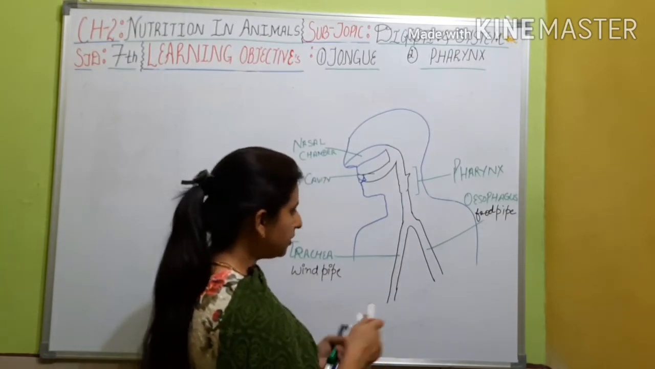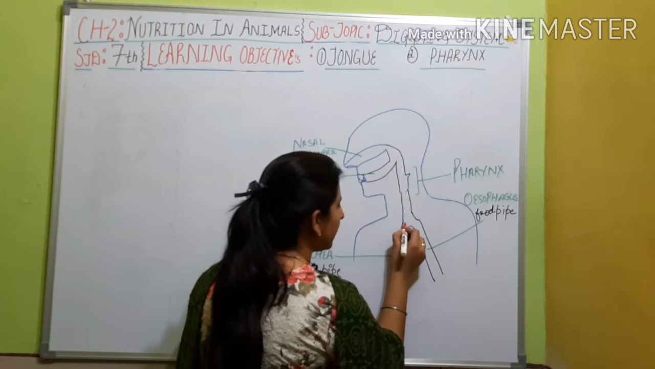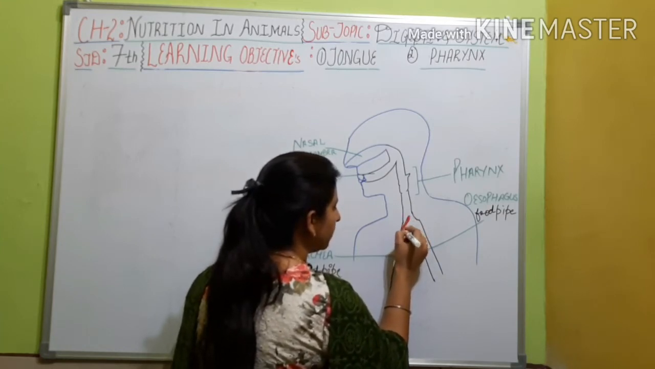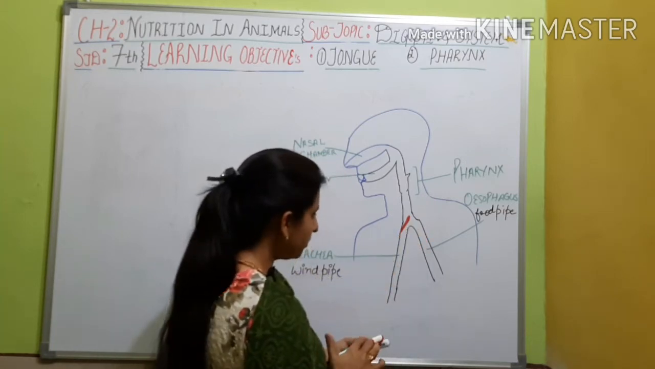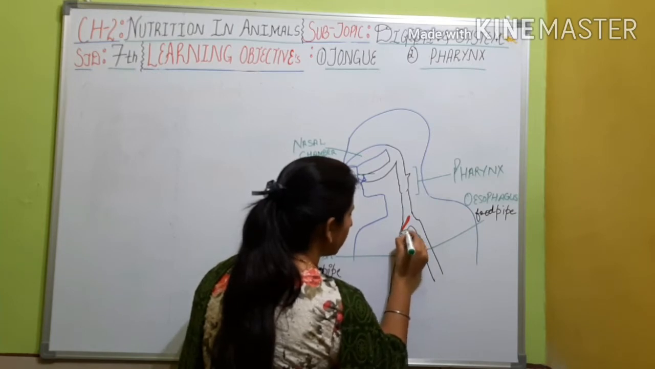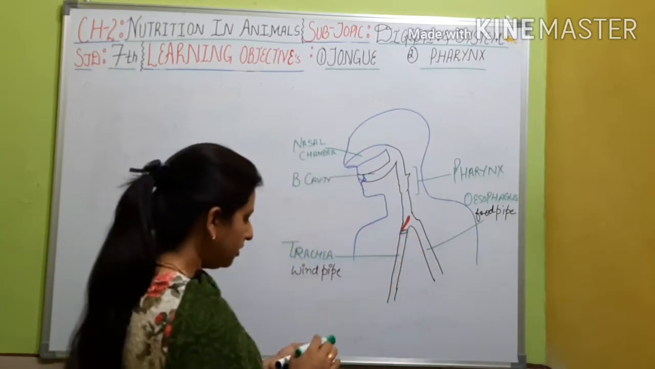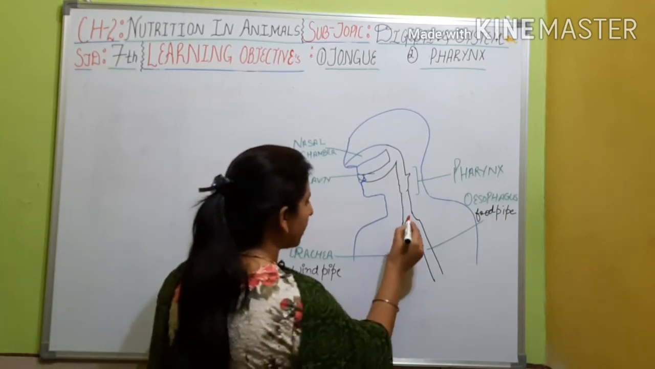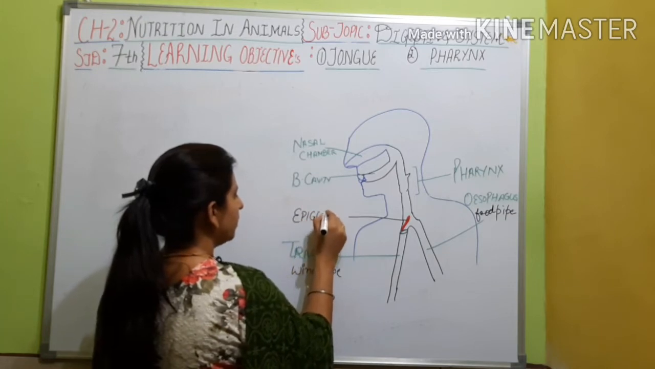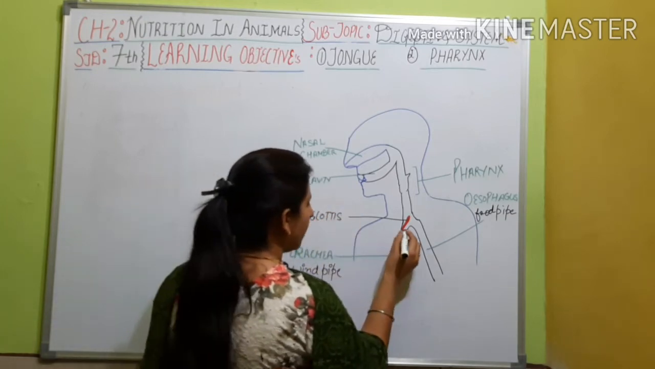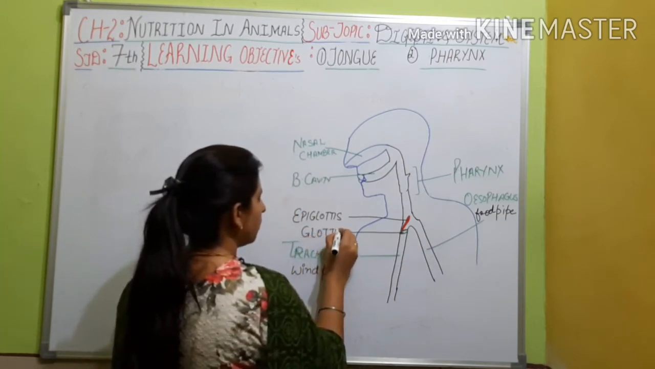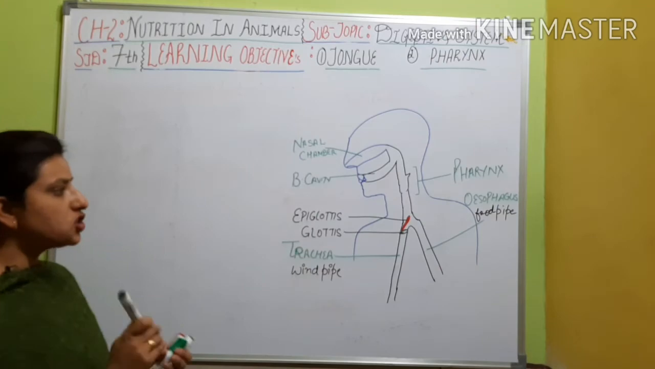On the windpipe, there is a flap-like structure present over here, and along with this flap-like structure, there is one round structure also here. This flap-like structure is called the epiglottis, and this round structure is called the glottis. Now what is the function of the pharynx?